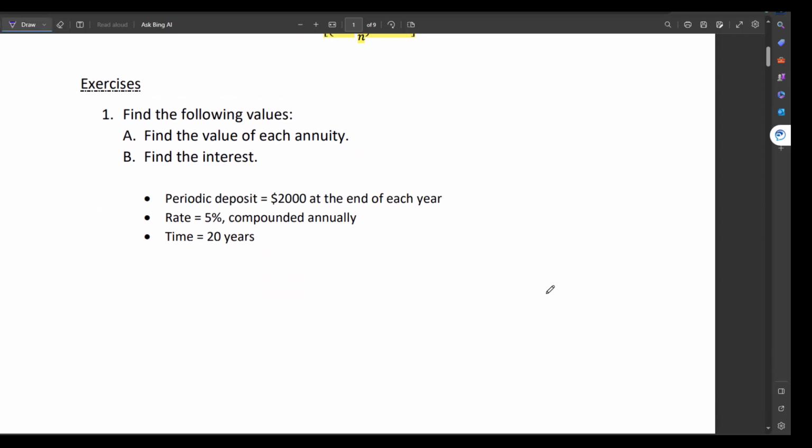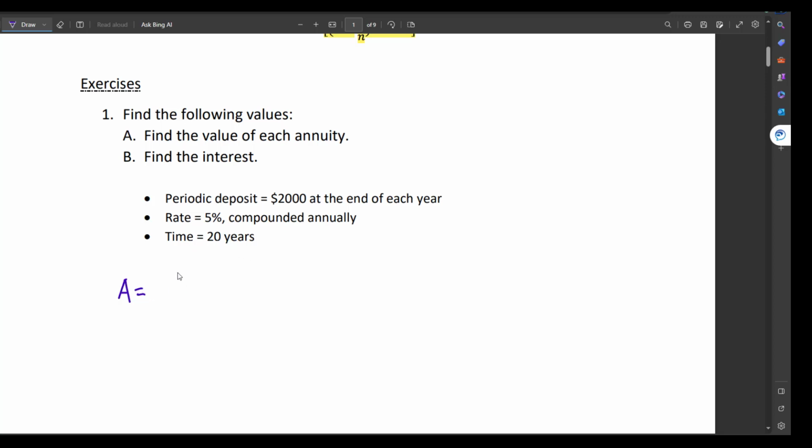Our first exercise says, find the following values. Part A, we're going to find the value of each annuity, and then Part B, we're going to find the interest. It tells us that our periodic deposit is $2,000 at the end of each year. We have an interest rate of 5%. It is compounded annually, and we're going to do this for 20 years. So what we're doing is we're taking $2,000, and at the end of each year, we are putting that money into an account. And we're going to do this for 20 years. So we want to see how much money we have in our account after 20 years with this interest rate.